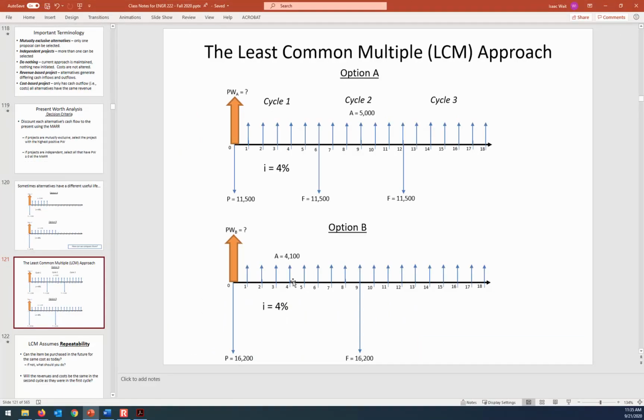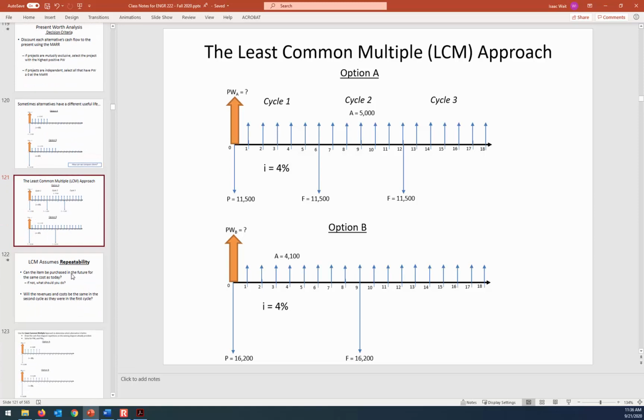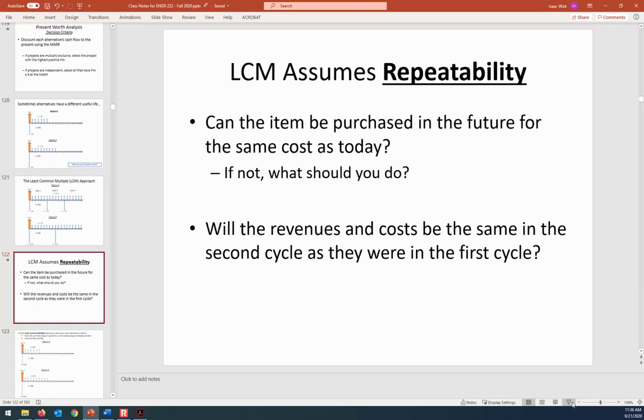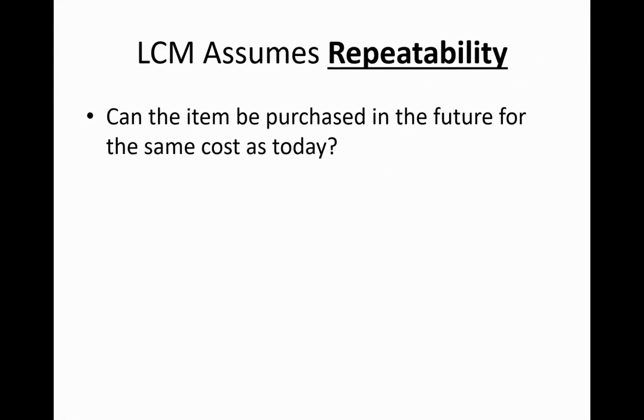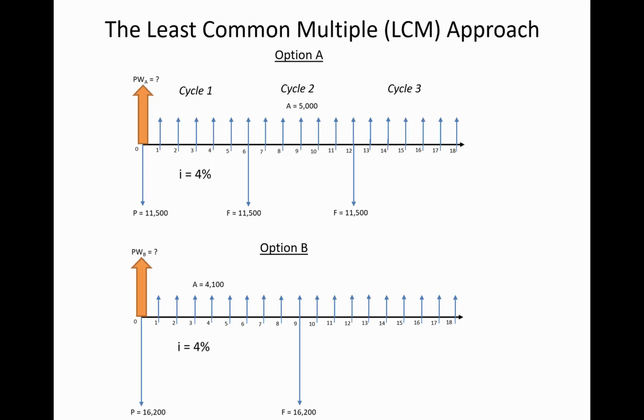All right, now on the conceptual side of things, this assumes repeatability. What that means is we're assuming that the item can be purchased in the future and that it will have the same useful life and it will generate the same revenues. So in other words, if you notice, the item costs $11,500 now and also $11,500 at year 6 and at year 12. Well, maybe the cost is going to be going up.